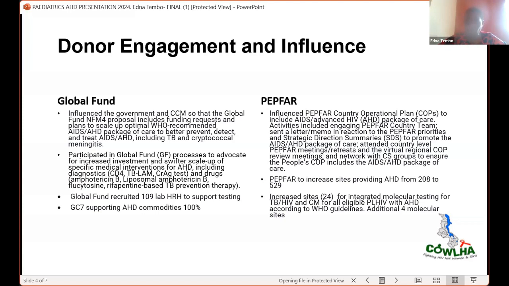And also under PEPFAR, we have also made sure that PEPFAR is supporting AHD package in their implementing sites. And the PEPFAR has also increased the sites providing AHD from 208 to 529, and also increased the integrated molecular testing sites of TB, HIV, and cryptococcal meningitis to 24, with another additional 4 molecular sites. Next slide.